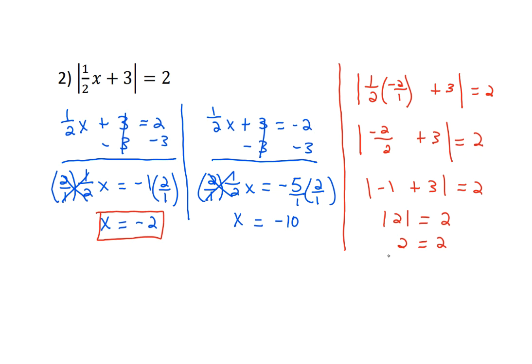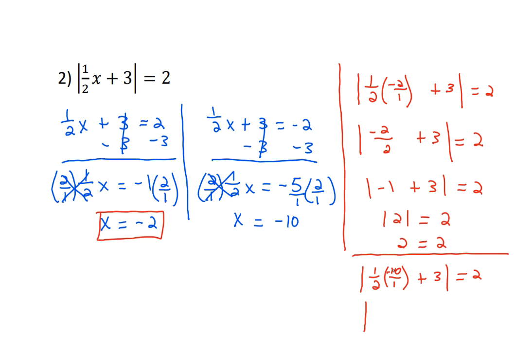Let's try negative 10. Okay, so I'm going to plug in negative 10 for x. Again, that would be like negative 10 over 1 plus 3 equals 2. Okay. Half of negative 10, whenever we multiply by 1/2, we're basically taking half of the number. I multiply 1 times negative 10, I get negative 10.